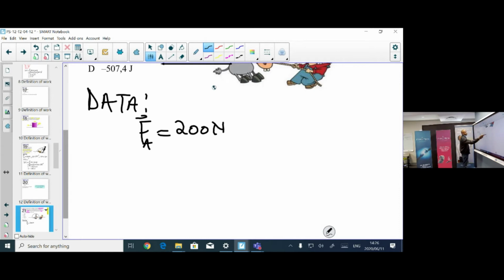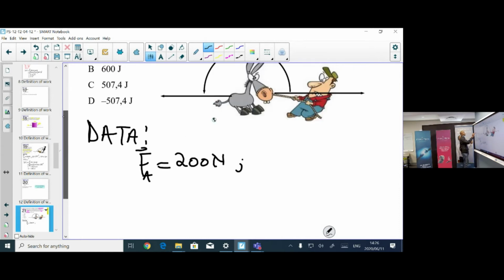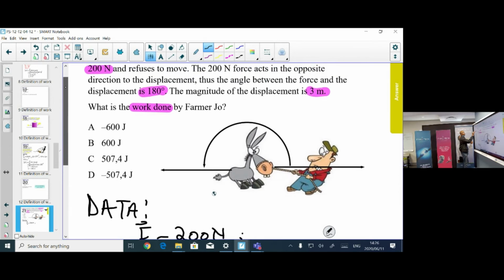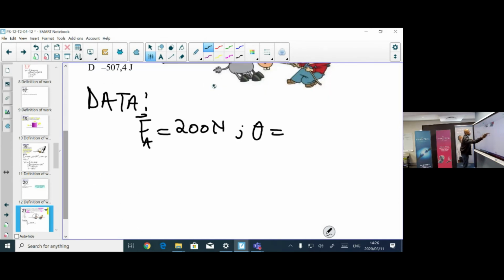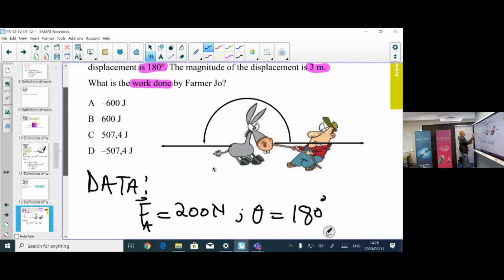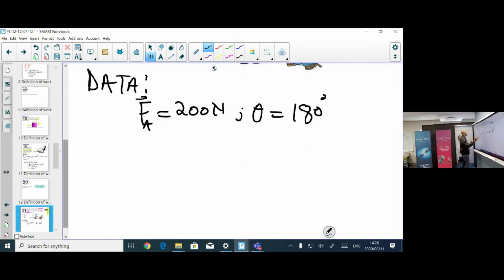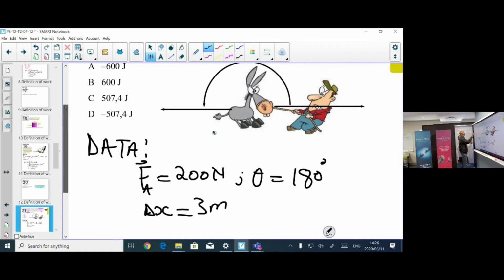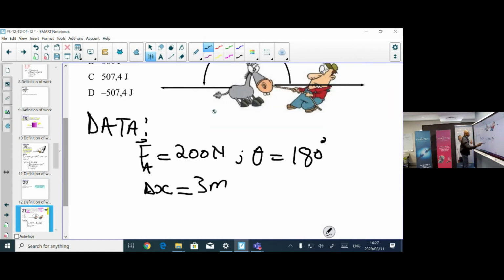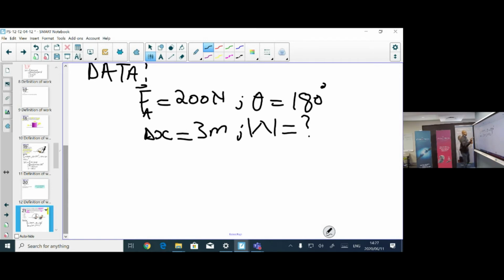And what else? We have angle theta, which is equal to 180 degrees. What else? We also have displacement, that is change in x, which is equal to 3 meters. Lastly, we have been given also W, which is equal to nothing. We are going to work out the work done.